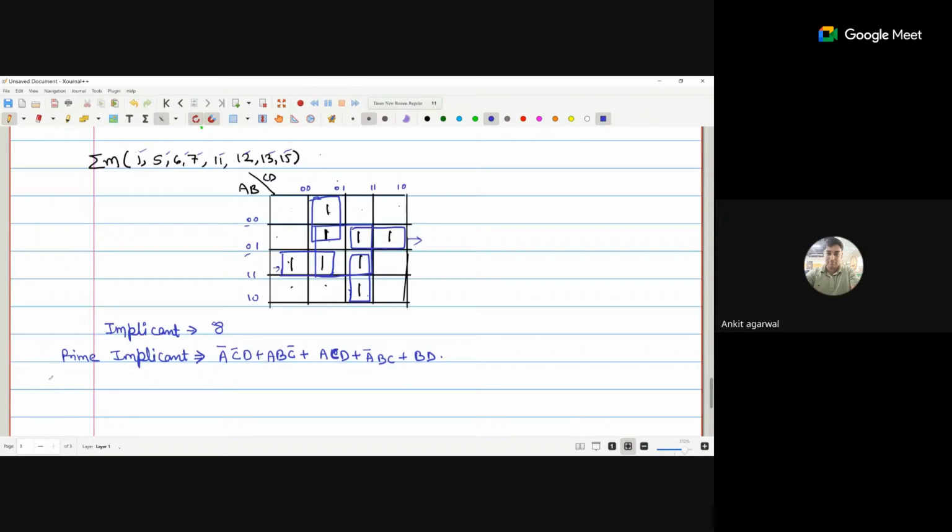Now we go to the essential prime implicants. If you see this group, this one is not covered by any other group. So this is an essential prime implicant: A bar C bar D.